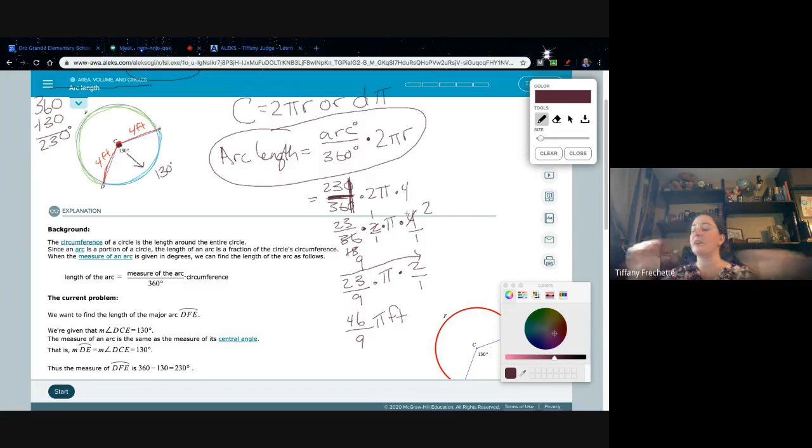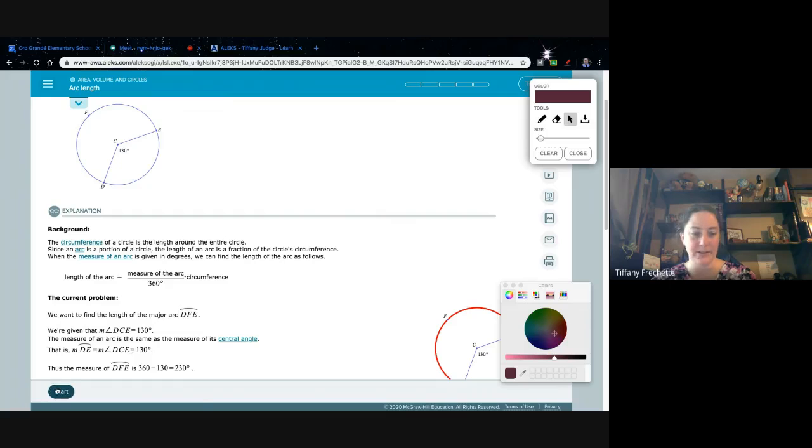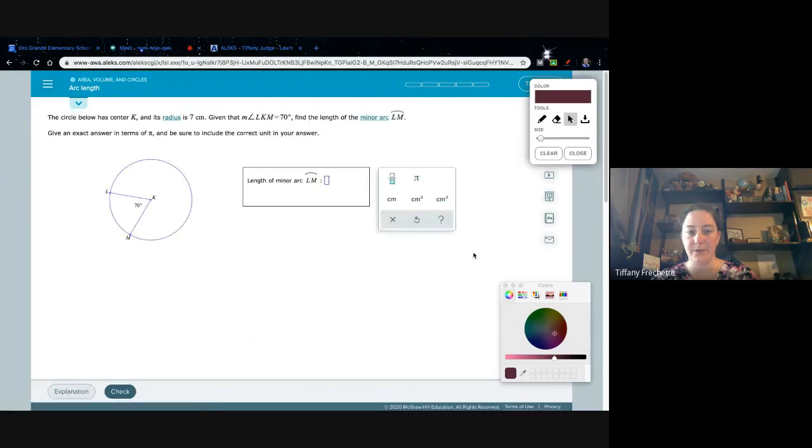So we're just measuring around a circle, but we're only measuring part of the circle in this case. Okay, so let's go ahead. I'm going to clear this out and we're going to go ahead and start this. We do need to keep a couple of these things in mind.